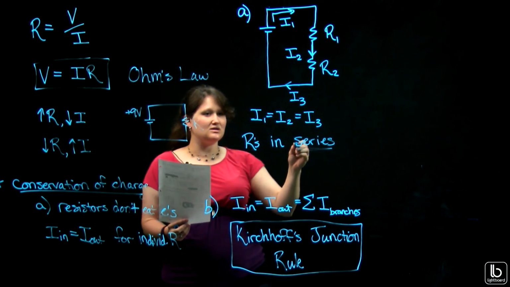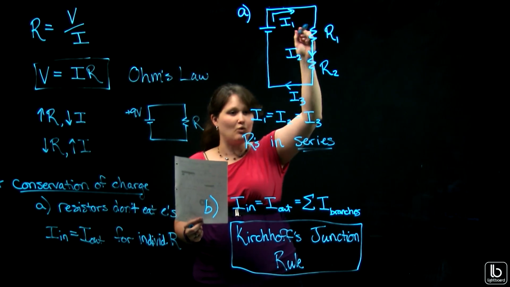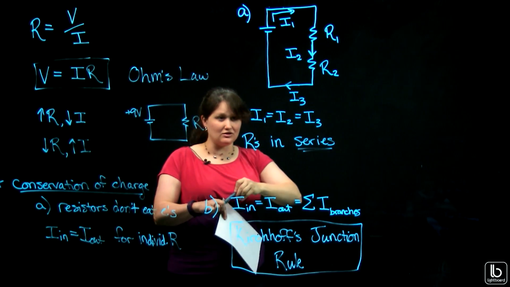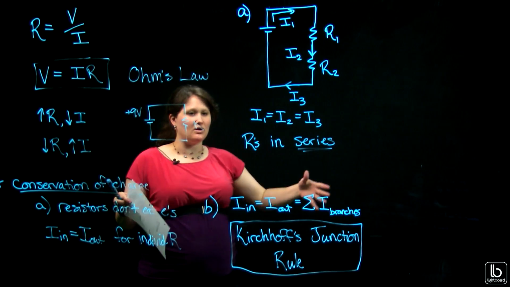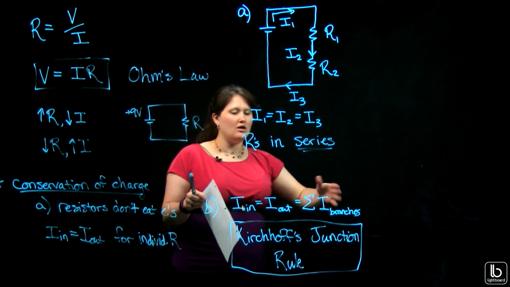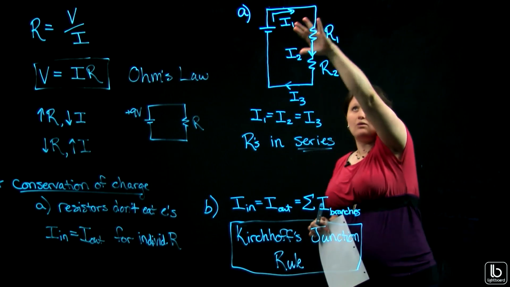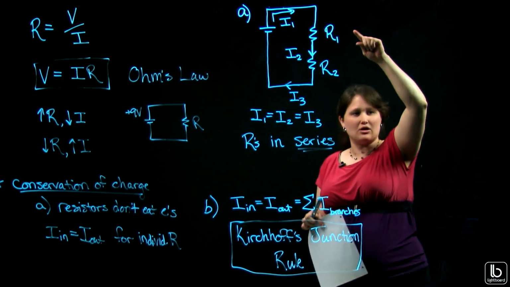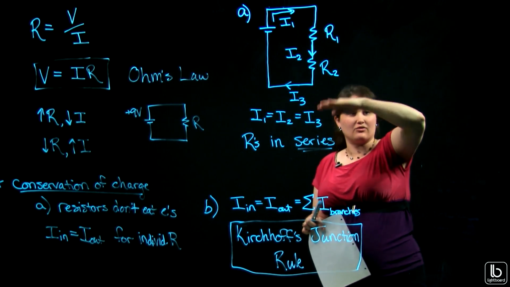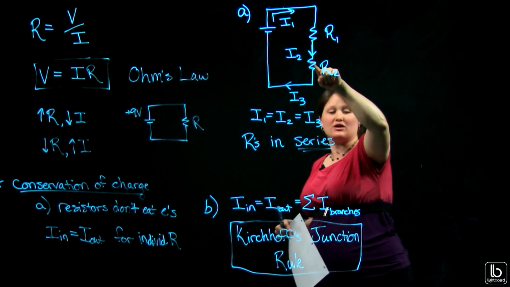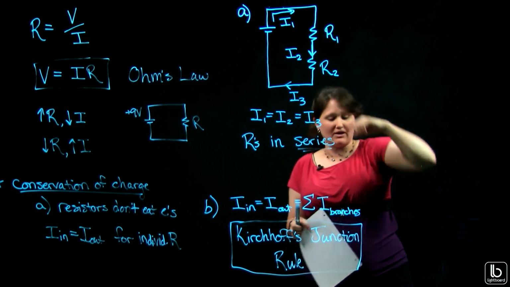Now, series is what we mean when we say resistors are one after the other, kind of like a TV series. You don't watch all of the shows at once. You watch one after the other. Okay, so this is resistors where the current has to go one after the other. There's no way for the current to get from here to here without going through my first resistor.